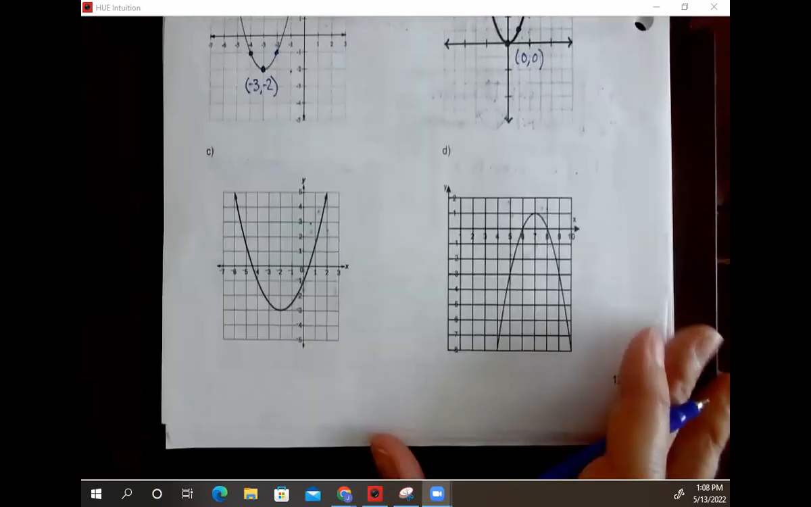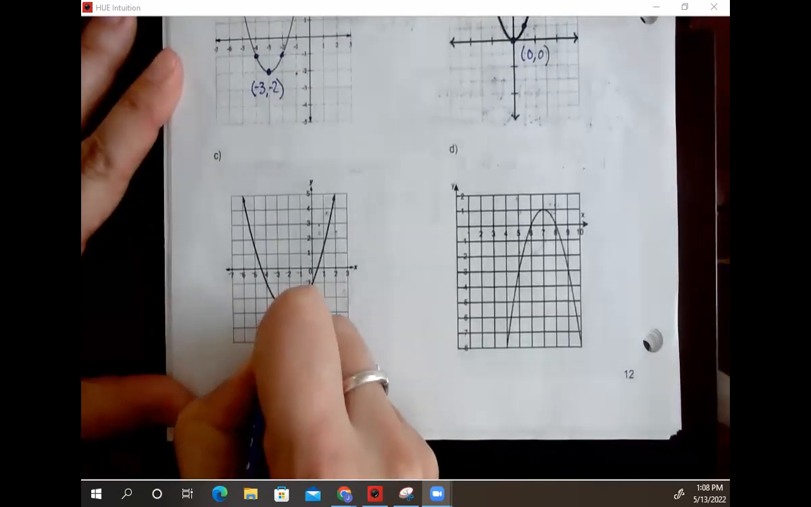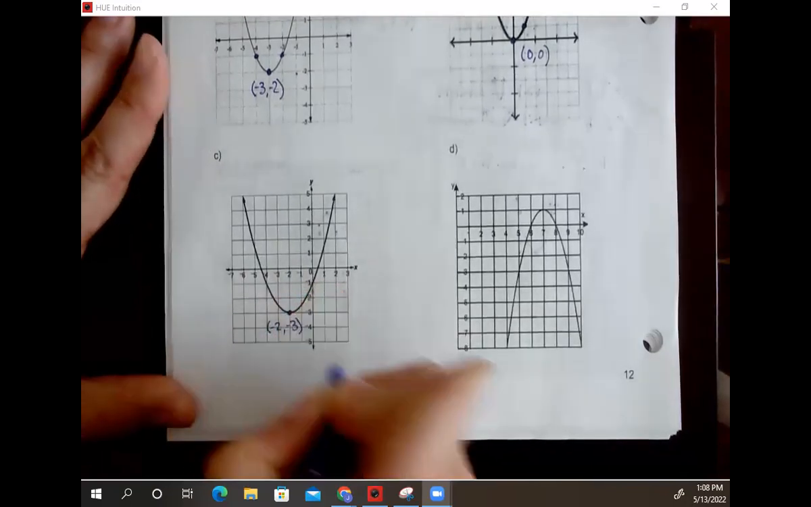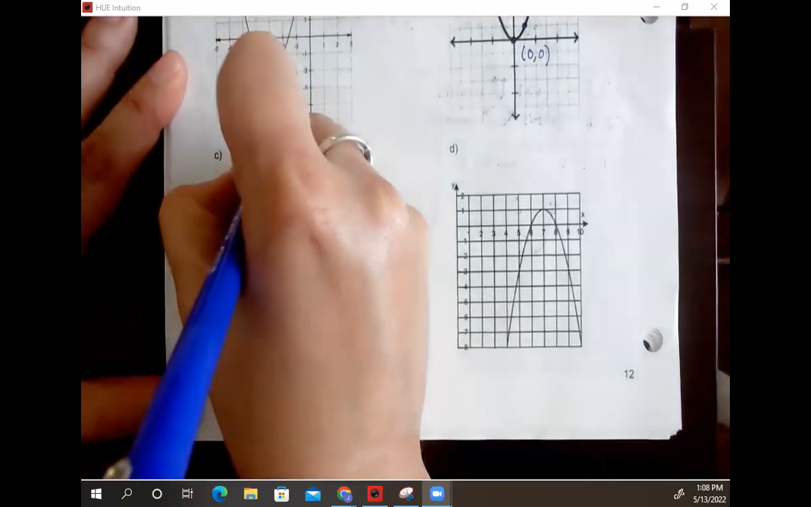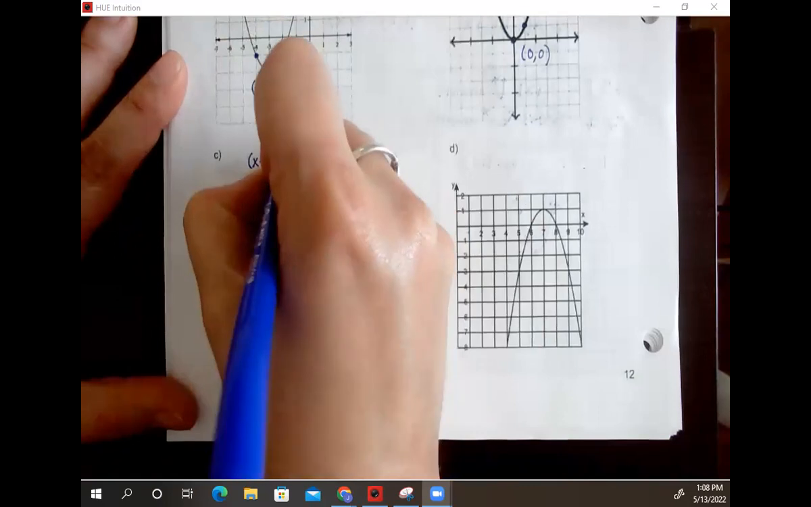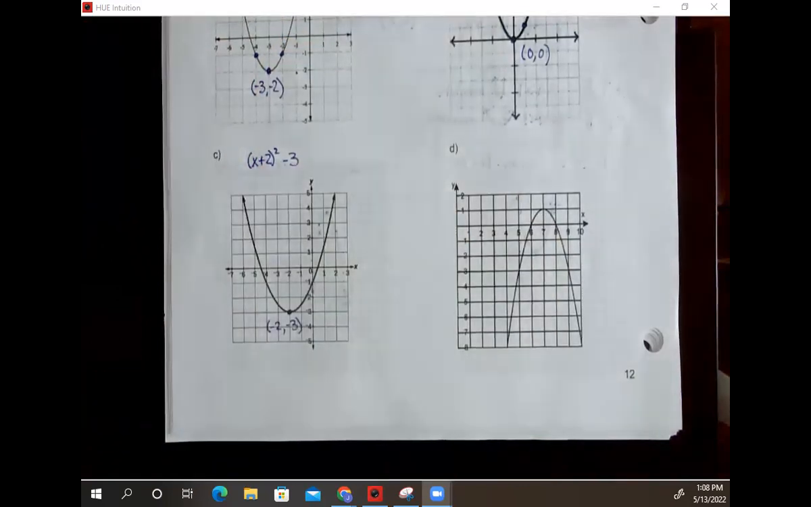Okay, let's take a look at C. Again, I'm starting at the vertex. So my vertex here is -2, comma, -3. So if I throw this into vertex form, I would have x plus 2 squared minus 3. And then I need to see what that A value will be.